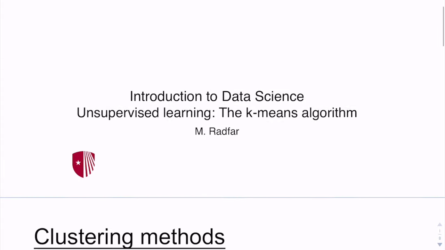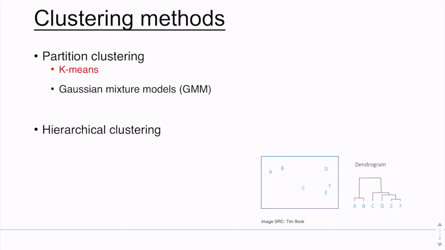So clustering methods in general are classified into two groups: partition clustering and hierarchical clustering. Hierarchical clustering is a bottom-up approach. So we consider all samples as one cluster, and then we try to merge samples close to each other and then continue this merging based on some similarity measure until all samples belong to one group.